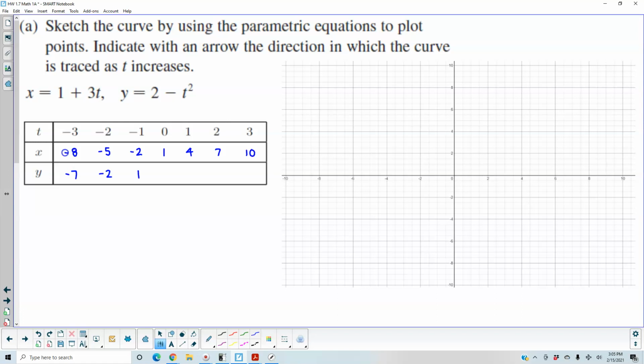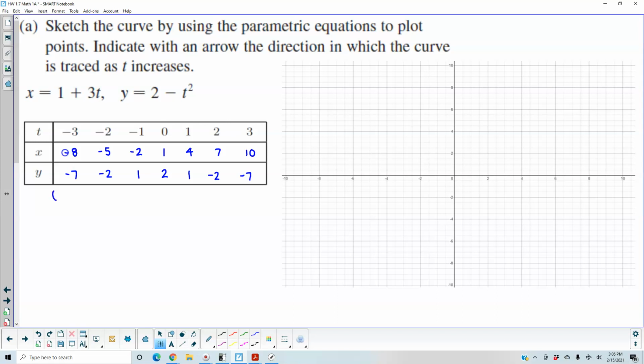2 minus 0 squared is 2. 2 minus 1 squared is 2 minus 1, which is 1. 2 minus 2 squared, which is 4. 2 minus 4 is -2. And 2 minus 3 squared, which is 9, so 2 minus 9 is -7.